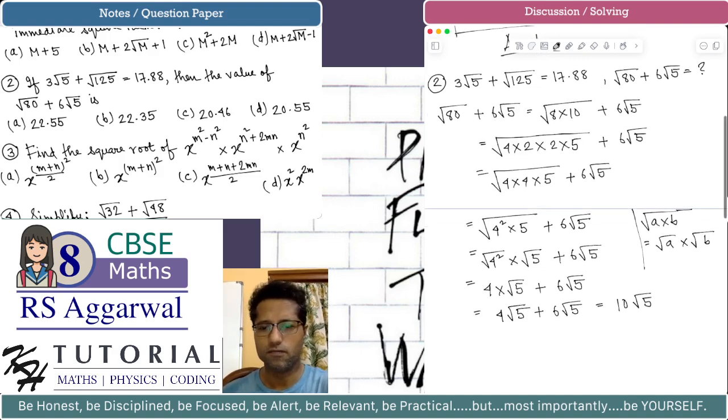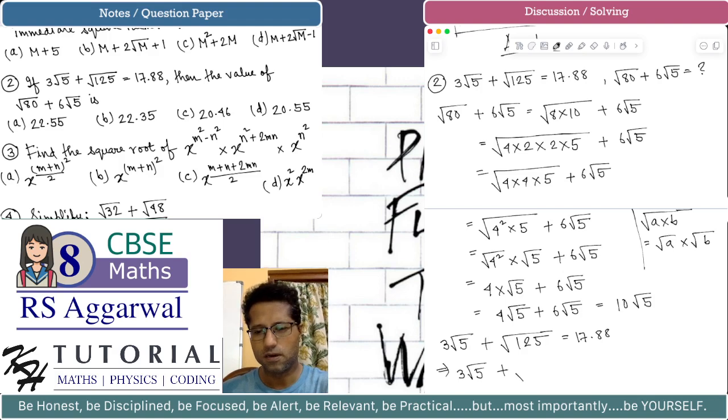Now let's see what we are given. We are given 3 into square root of 5 plus square root of 125 is equal to 17.88. This implies 3 into square root of 5 plus square root of 125, we can write 125 as 25 multiplied by 5, is equal to 17.88.